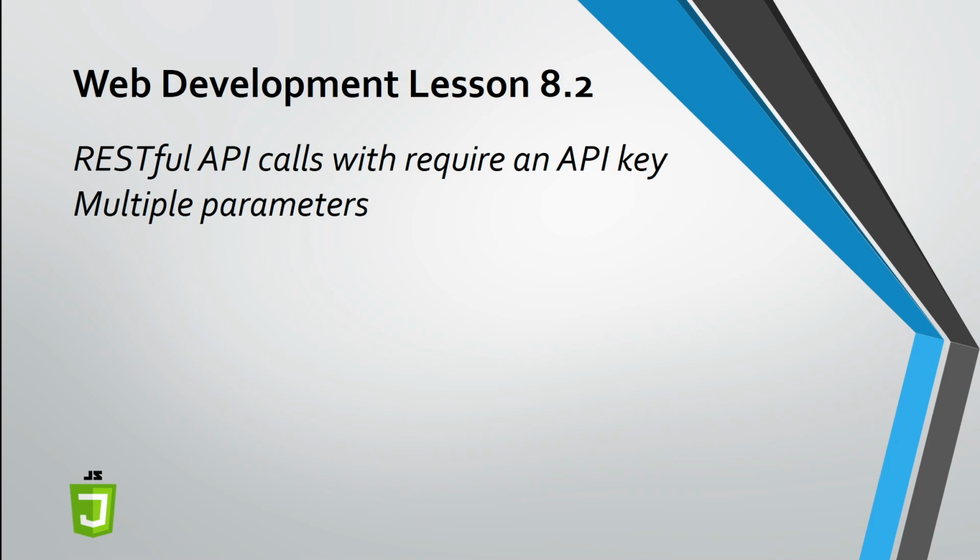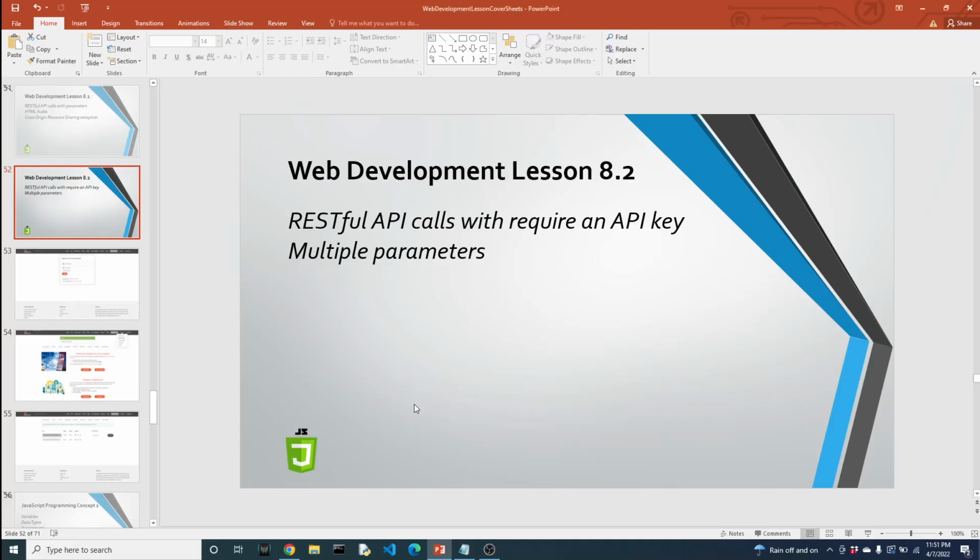In this video, we're going to explore how to make RESTful API calls to resources that require an API key, which means we're going to have to register on the website. We're also going to see how we can specify multiple parameters in our call. So let's get to it.